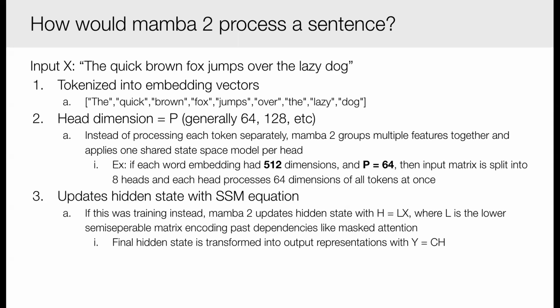Next, we also update your hidden state with the SSM equation. If this was instead the training stage, rather than in-context learning, it would update with the matrix multiplications I described earlier. Your hidden state is your L matrix times your input, and your final hidden state is transformed into your output Y, which is your C parameter multiplied by your hidden state. That's similar to the SSM from before. This leads to the recurrent view from last lecture, and it leads to very quick inference time.